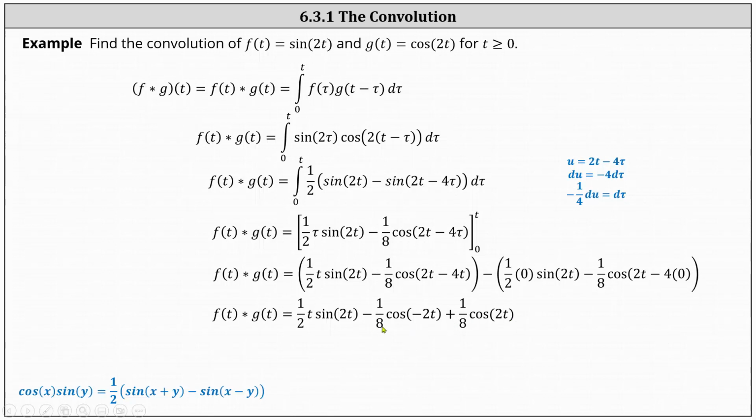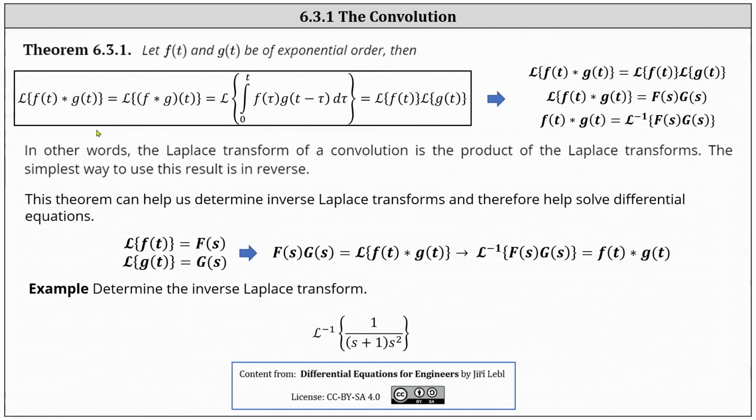At this point we can still simplify. Recall the trig identity cosine negative x equals cosine x, and therefore negative 1/8 cosine negative 2t is equal to negative 1/8 cosine 2t. And then if we add 1/8 cosine 2t, these two terms sum to 0, and therefore the final result is the convolution of f of t and g of t equals 1/2 t sine 2t. Now we will see how we use the convolution to determine an inverse Laplace transform.